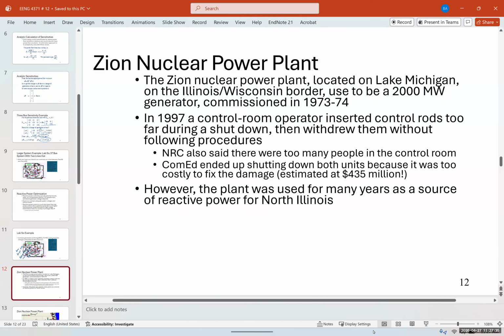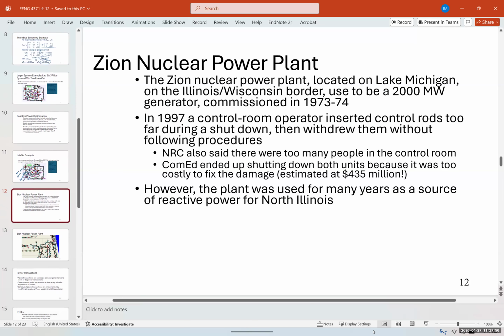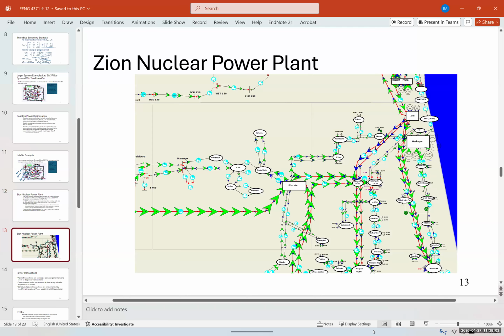But there's an interesting part to it. The plant's generators were still used for years as reactive power sources for northern Illinois, even with no nuclear fuel. And that tells how valuable reactive power support is to the grid. So you can see, even with no nuclear fuel and not working, they still use it as a reactive power system.